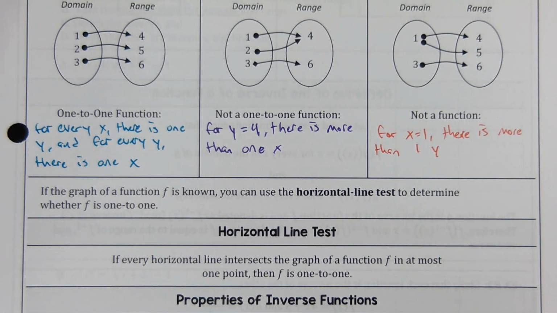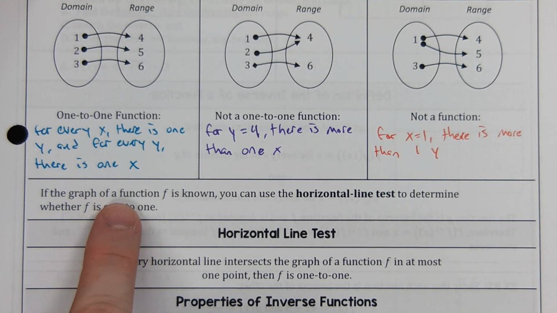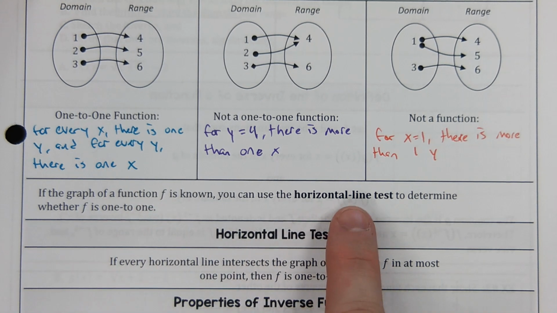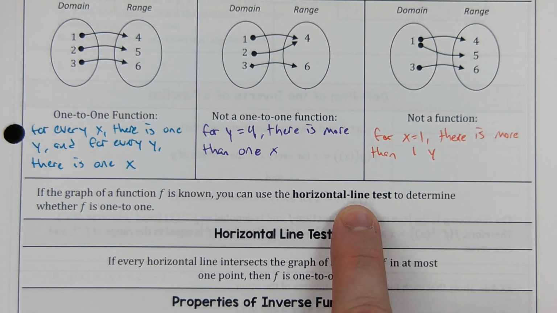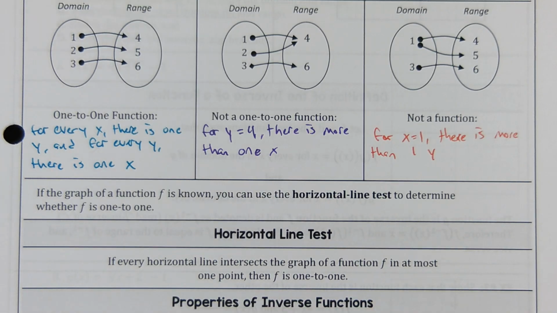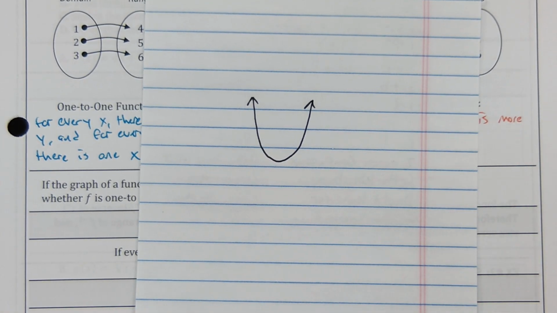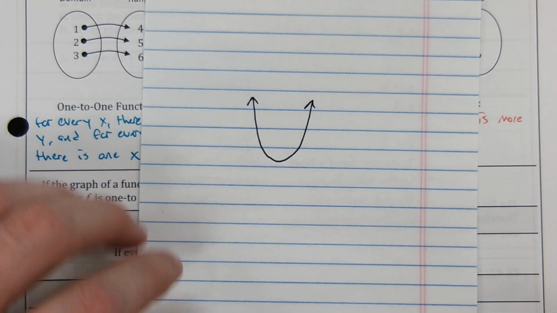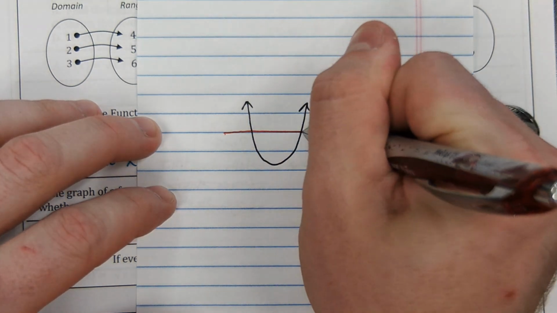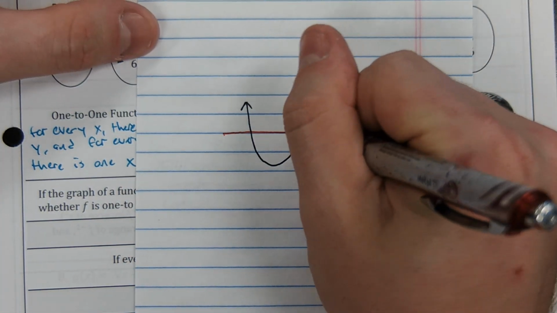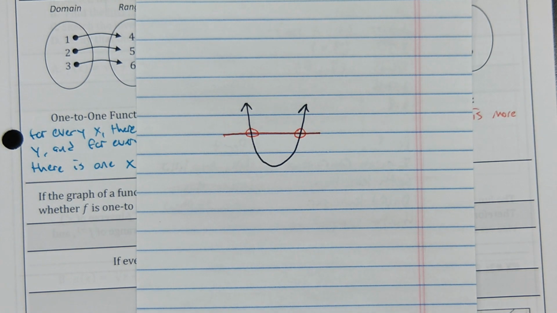I've already said this, but if the graph of a function is known, you can use the horizontal line test to determine whether or not it is 1-to-1. I'm going to keep throwing this parabola up here. This parabola, and all parabolas, is a function. It passes the vertical line test. There's not a single vertical line I could draw that would hit this in more than one place. However, this horizontal line and many others like it hit this graph twice. What that means is, for that y value, there's more than one x.